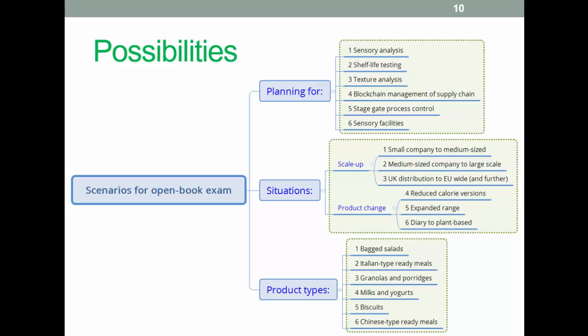This is the framework on which the exam questions will be based. So a company, the situation, is planning for some changes in its product types, discussed in the context of various issues. So for example, a medium-sized company that manufactures biscuits is planning a new, larger sensory facility. What requirements are required?